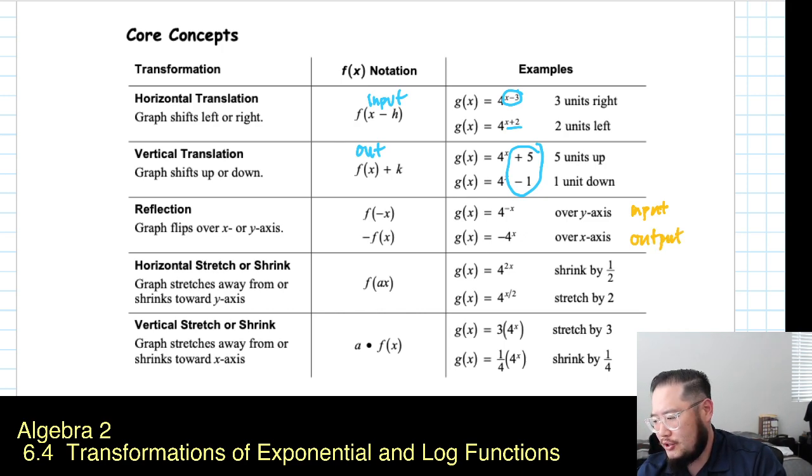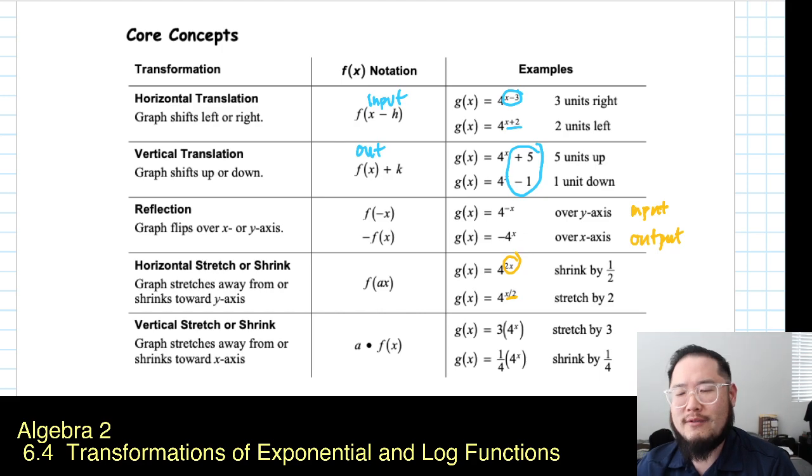Horizontal stretch and shrink. Now, remember, with horizontal stretch and shrink, you have to take the reciprocal. It's like the opposite of what you see right here. So if it's a horizontal shrink, in the equation you see 2 times x, or 2 times the input. But that should tell you that we're having a shrink of 1/2. And right here, down below it, 4 raised to the x over 2 happens to be a stretch of 2, because the reciprocal of 1/2 ends up being 2. So make sure horizontal stretch and shrink is always that tricky one.